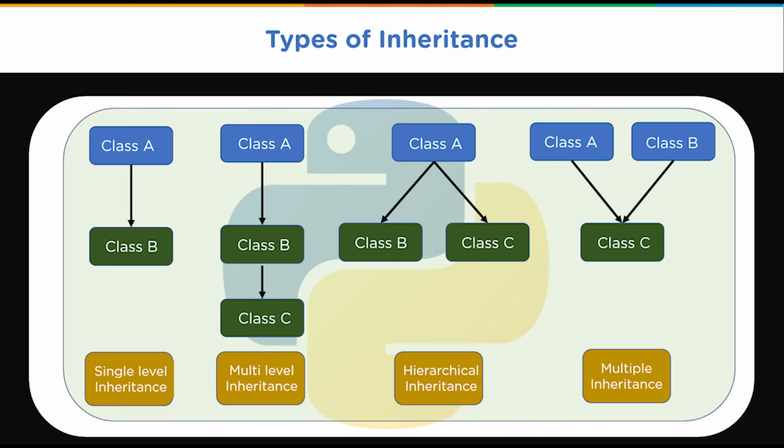Multiple inheritance means that a child class is inheriting properties from two parent classes. So in this example, class C inherits the properties of class A also and class B also. We will be looking at these examples when we run them in Python.